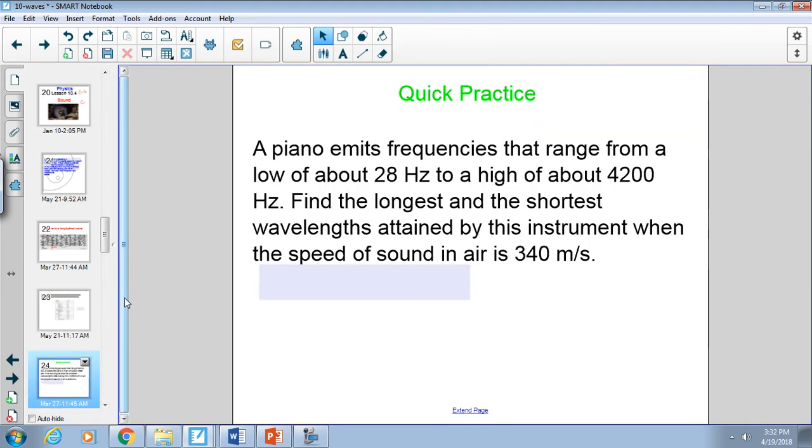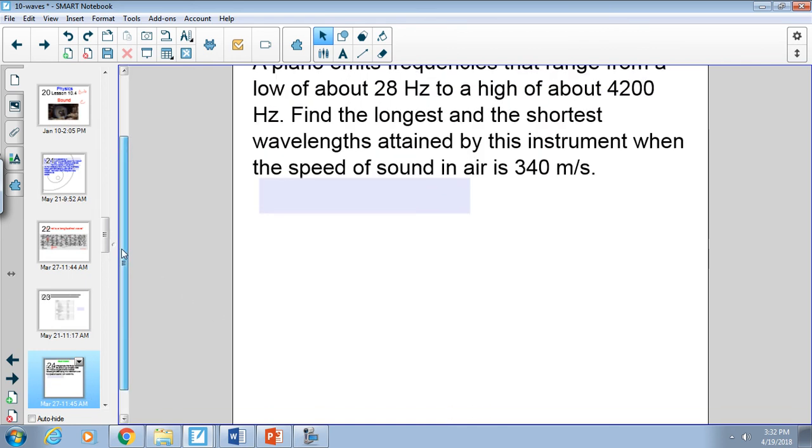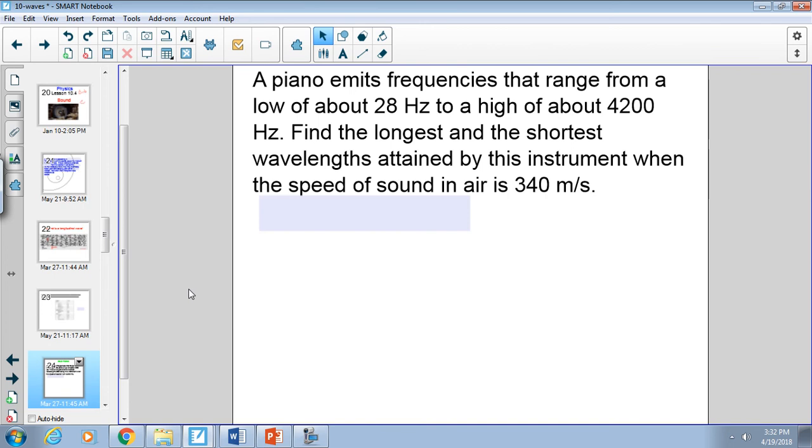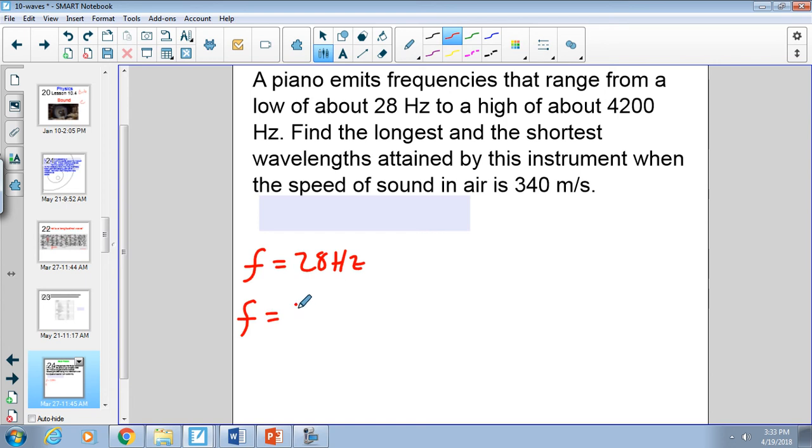Alright, so let's give that a try. Let's say we have a piano, and this piano is going to emit some frequencies, and they're going to range from a low of 28 hertz to a high of 4200 hertz. And we need to find the longest and shortest wavelengths attained by this instrument. So that speed, again here, is 340 meters per second.